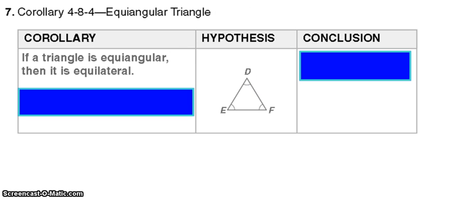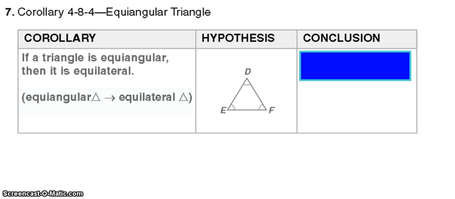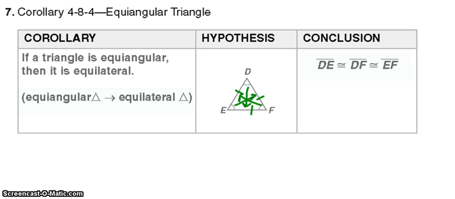The next corollary: if a triangle is equiangular, then it is equilateral. In a shortened version of this, equiangular triangle implies equilateral triangle. Again, that arrow means implies. So just like we did with the theorems up above, since we have these angles congruent, we know that the opposite sides are going to be congruent. So we're going to have segment DE congruent to segment DF, which is congruent to segment EF. And that is our conclusion. Go ahead and write that down.